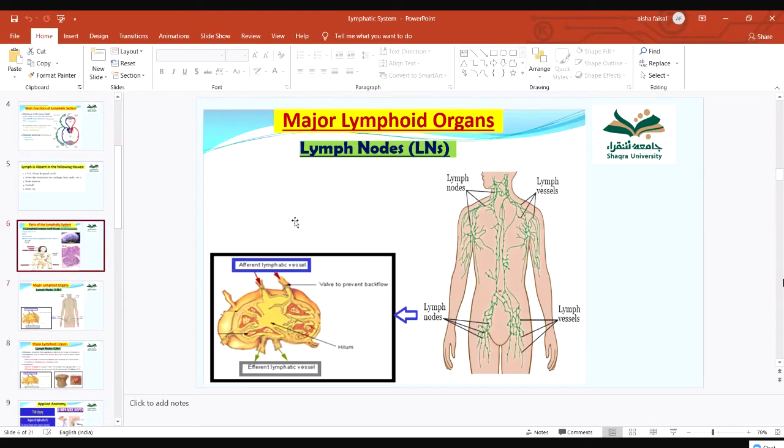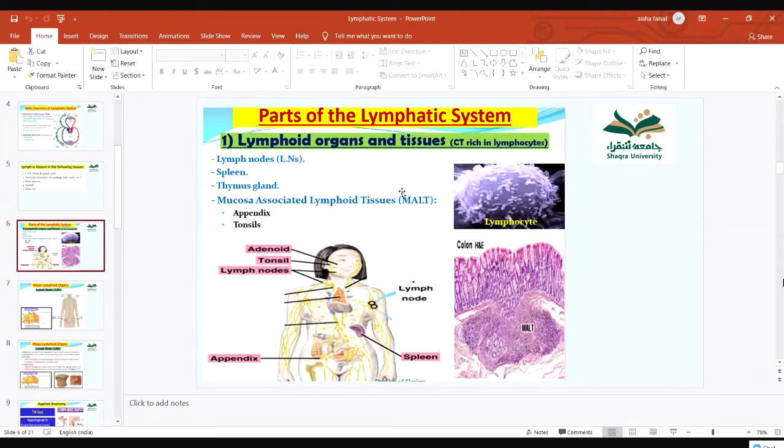But this mucosa associated lymphoid structure, the MALT, is located in the submucosal layer of the inner lining of your body wall, like in the mucosa of your oral epithelium, your GIT tract, your bronchial mucosa, your laryngeal mucosa. These areas contain aggregations of T lymphocytes and B lymphocytes. In some parts, they are well organized.